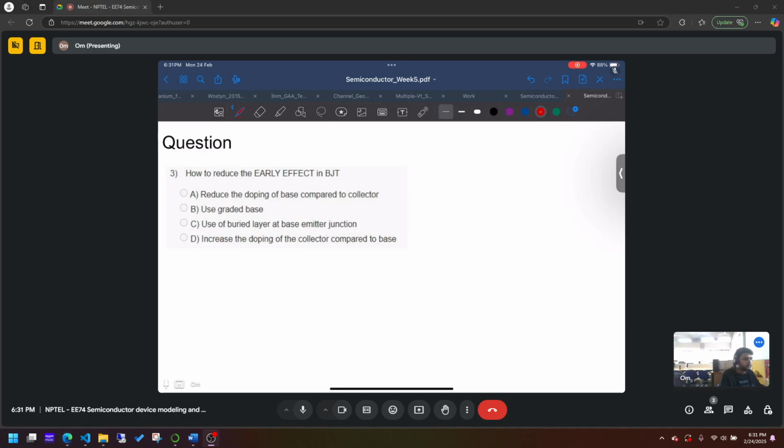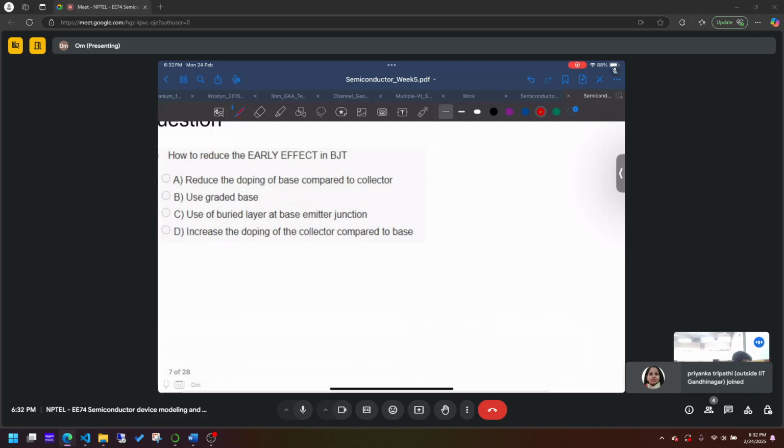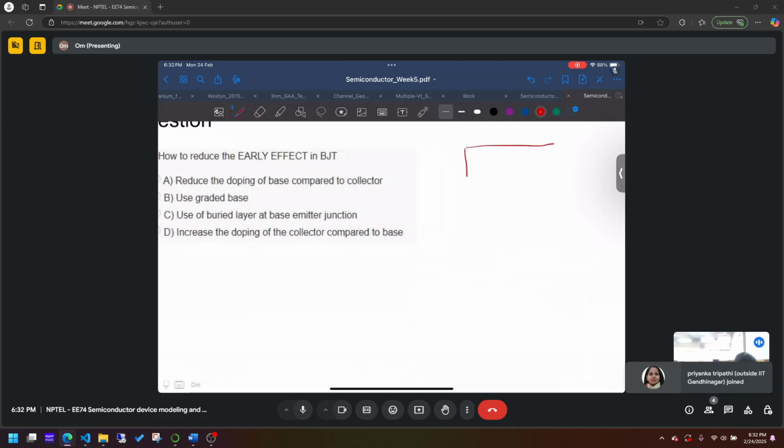Okay, so I think we can solve this question since nobody's talking. So to reduce early effect, what is early effect? First, we should know that. So in a bipolar junction transistor, if you remember, emitter, base, and collector. So emitter is highly doped, base and collector are moderately or lightly doped.